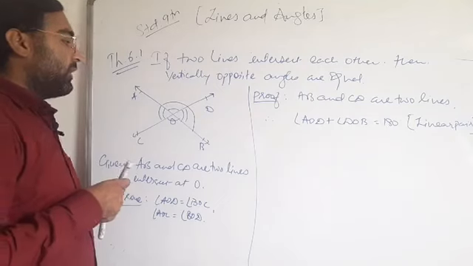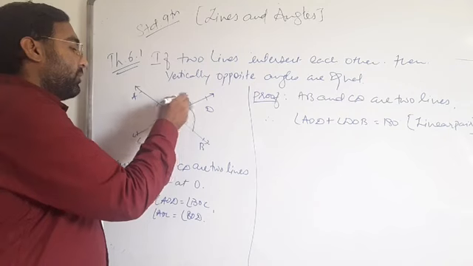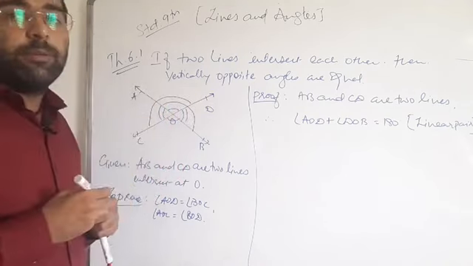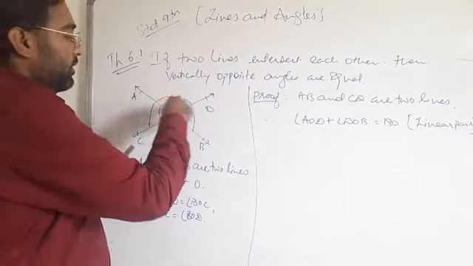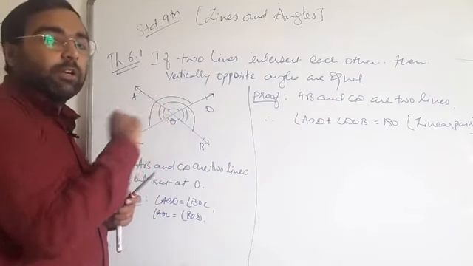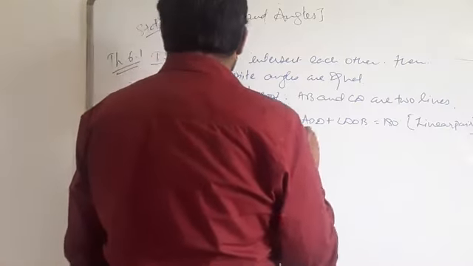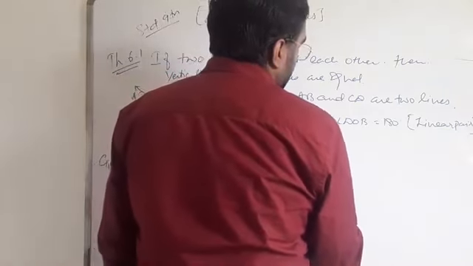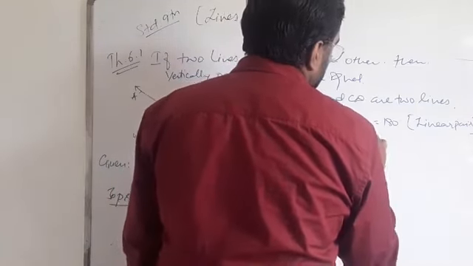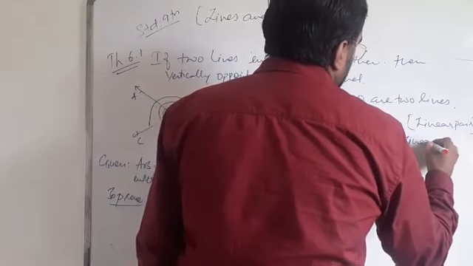Now if I take CD as a line, therefore AOD and AOC also make 180 degrees, because CD is a straight line. Therefore I'll write angle AOD plus angle AOC is equal to 180 degrees. That's also a linear pair.